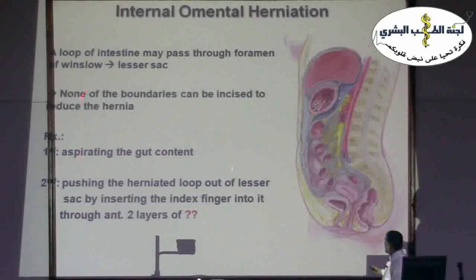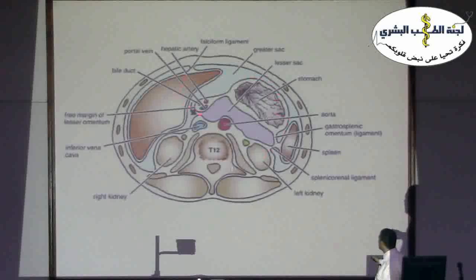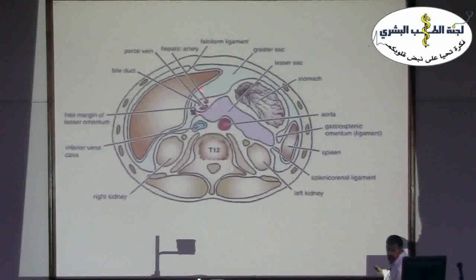In this case, none of the boundaries of the foramen of Winslow can be incised. Why? If this is the lesser sac, this is the greater sac. Part of the intestine can come up and enter through this opening into the lesser sac and get stuck there. You cannot cut any part of here to remove or return the intestine because the anterior border is the portal triad, as we mentioned, posteriorly the IVC, inferiorly what did we say? The duodenum, superiorly the liver.